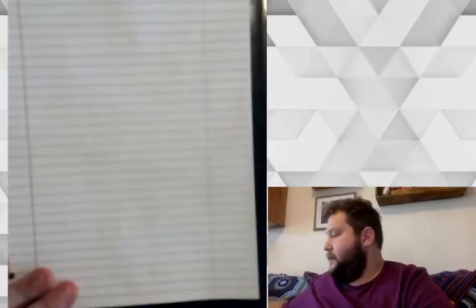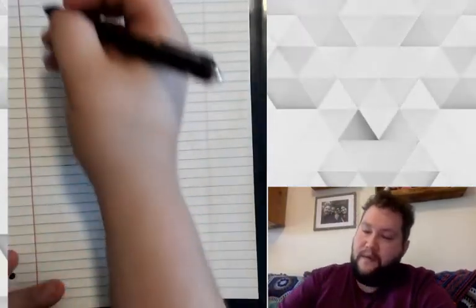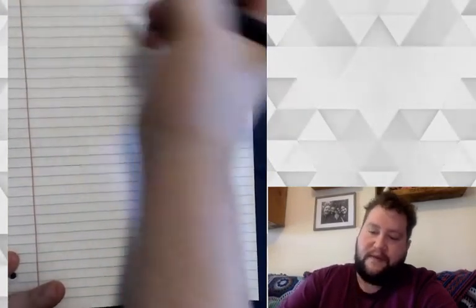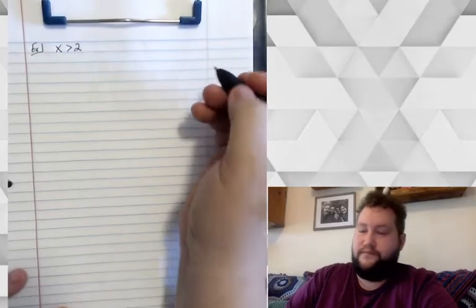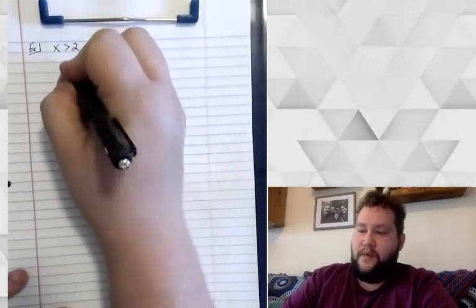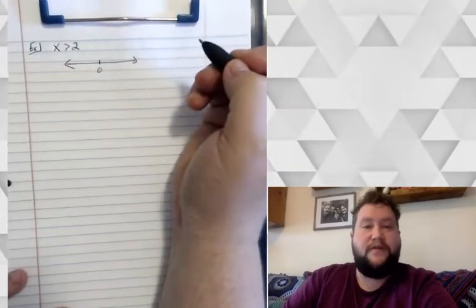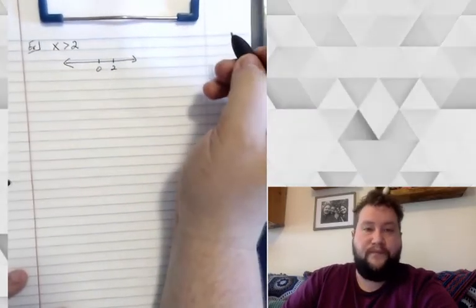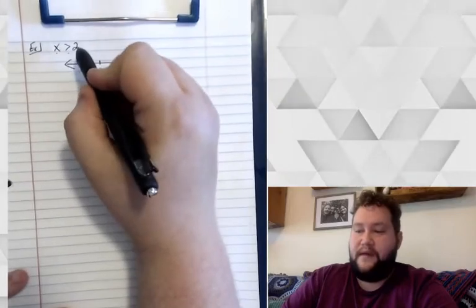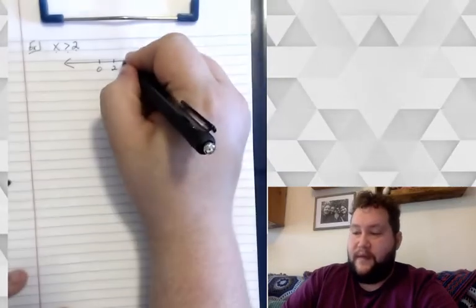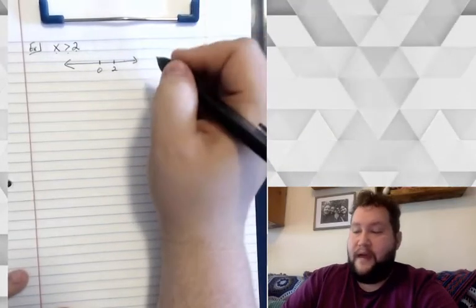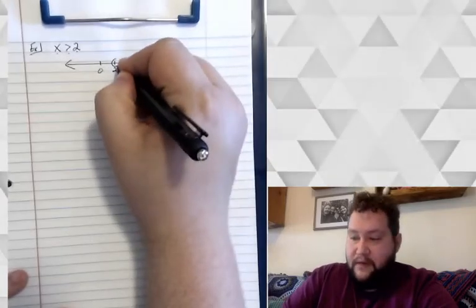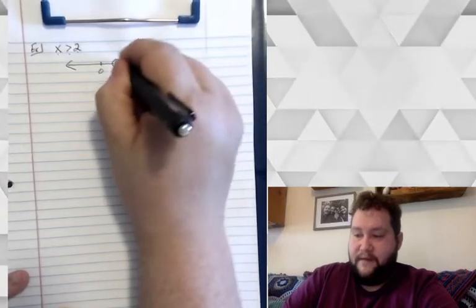So another example, suppose we have x greater than 2. We always draw our number line. I always put 0 in just so I know where I'm at. And then I have 2. So x bigger than 2. So like that would be 3 or 4 or 2.5. But notice it's not equal to. So it can't be equal to 2, but it can be bigger than 2.